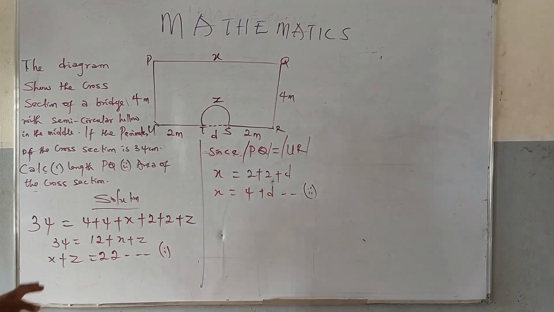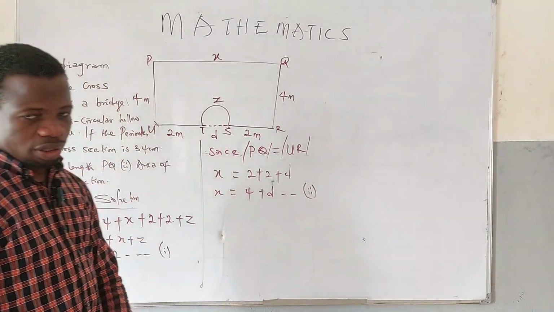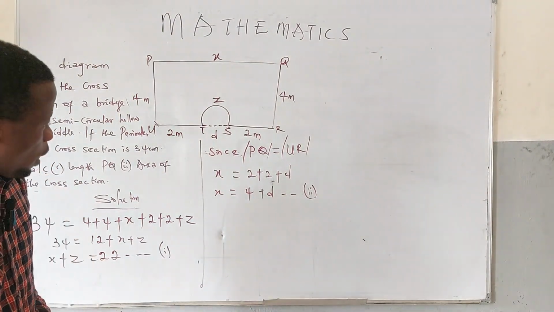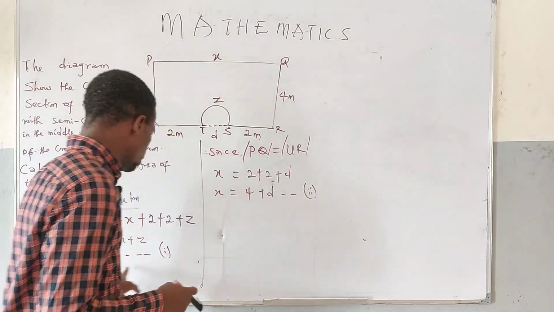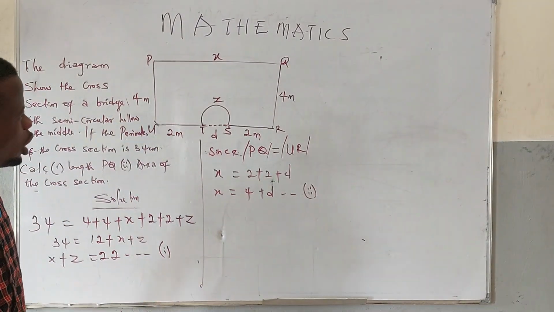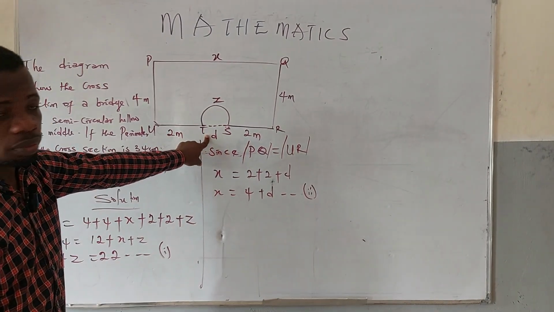Let's look at this. We have x and z here. We have only x and d. There is something missing. We don't have the same variable, so we can't solve the two of them simultaneously yet. Let's look for something else we can do. Let's go to this place.